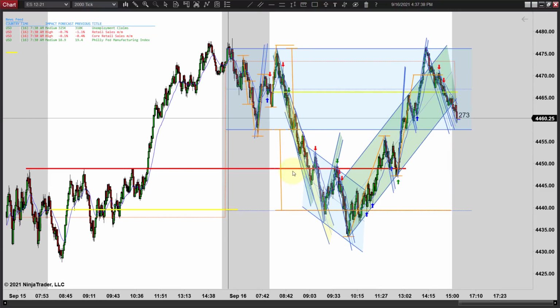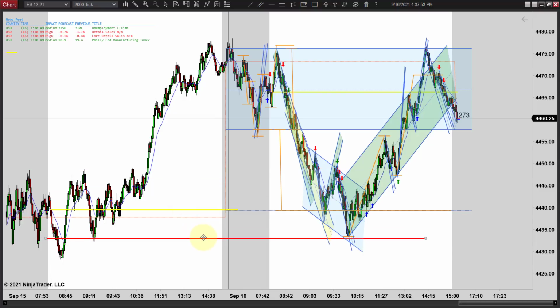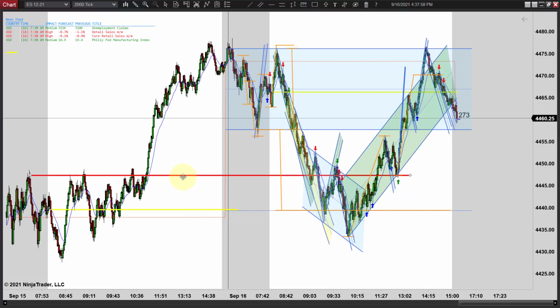So this was my first target, and this was my second target, and then obviously after that, each one of these final support areas would have been your next target. It looks like we bounced it. This one here, if you run that across there, that's exactly where we bounced. So that's how you find these targets. That's how I do it.